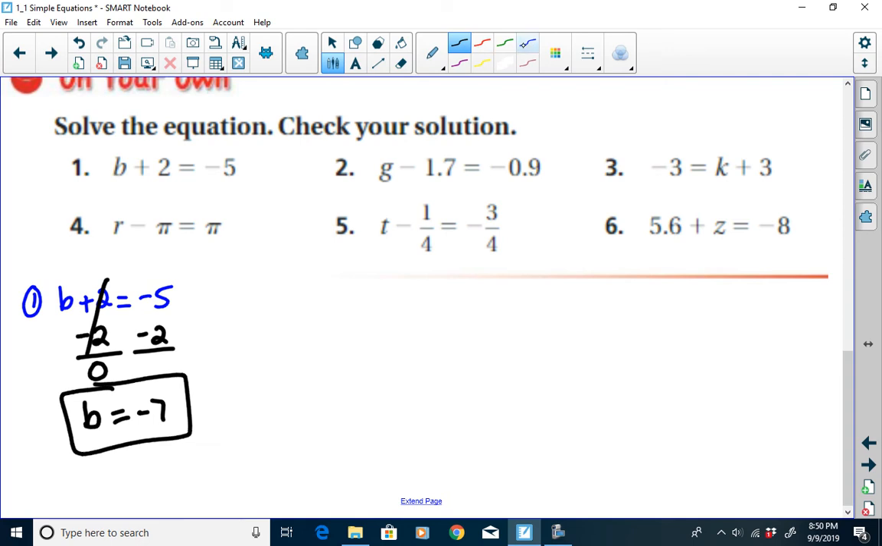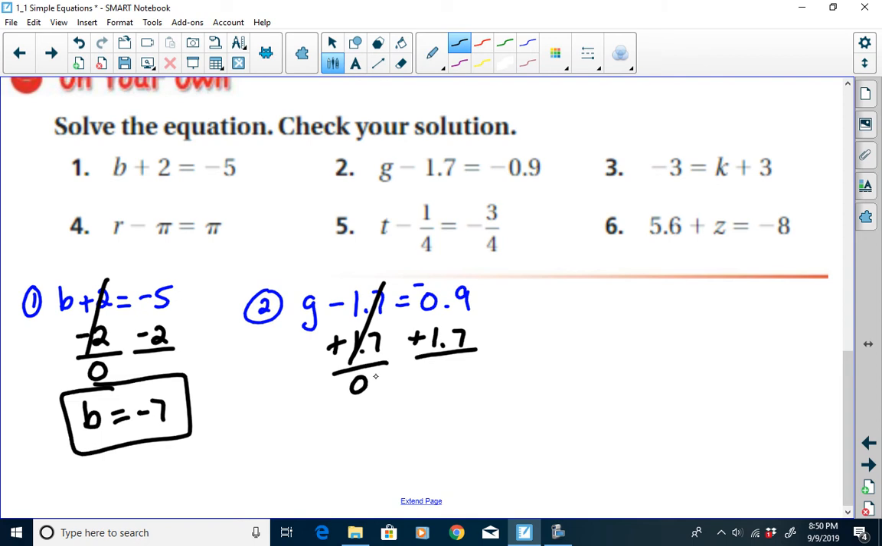All right. Problem number 2. We have a number, take away 1 7/10. It's going to be equal to -9/10. I see subtraction. The inverse operation is going to be addition. So I'm adding 1 7/10 to both sides of that equation. They cancel. That's going to be 0. So I'm left with G is going to be equal to, well, I have -9/10 and I have +1 7/10. They're opposite signs, so I'm going to have to subtract their absolute value.